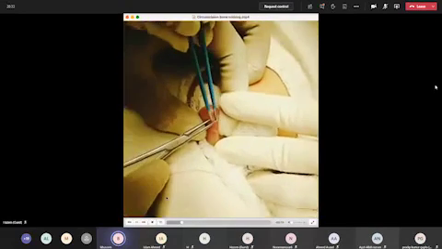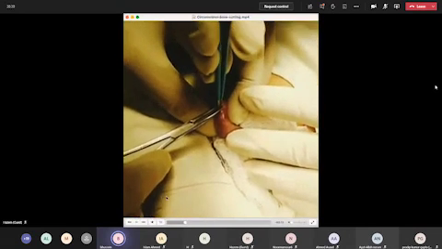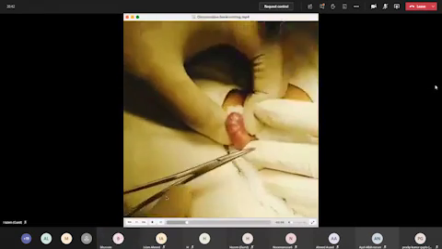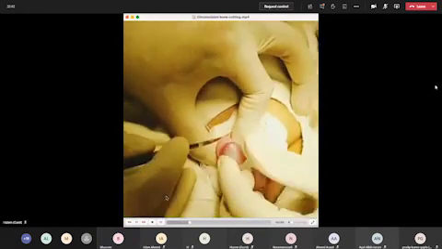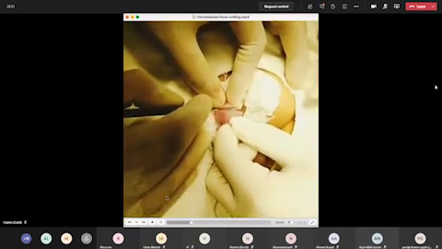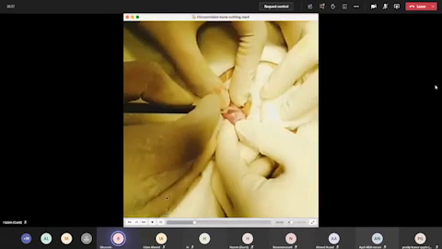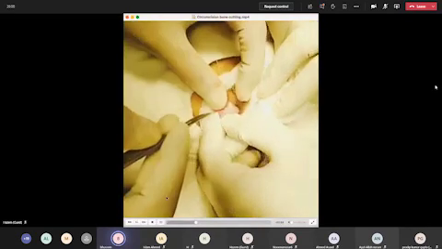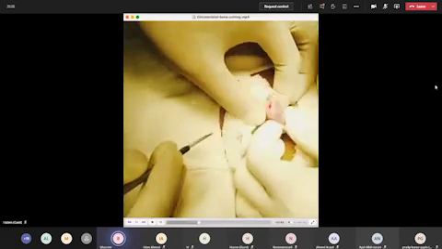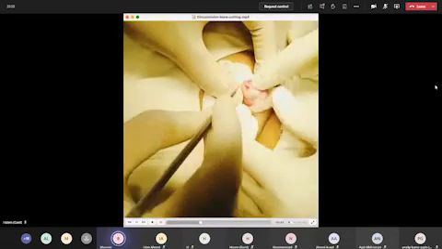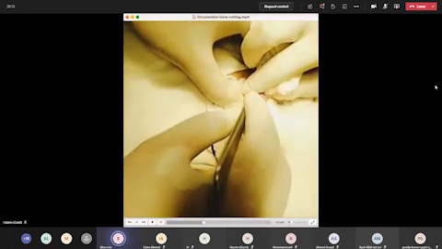You can see that they've already retracted the prepuce. They have not used the bone cutting forceps in this situation. They've just marked the level and they're cutting it. They're cutting it to the level of the coronal sulcus. They remove more on the dorsal rather than on the ventral surface.